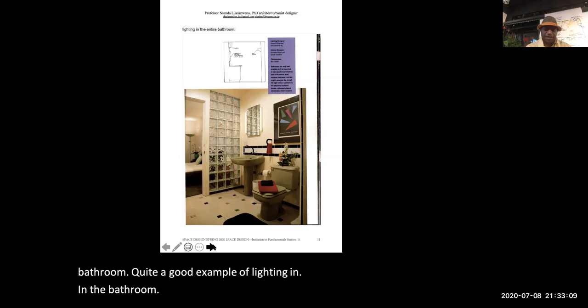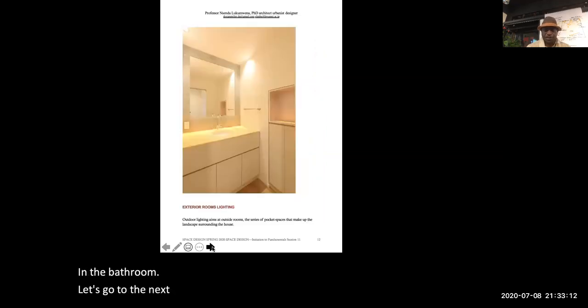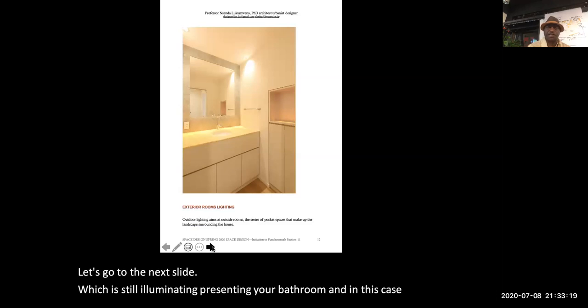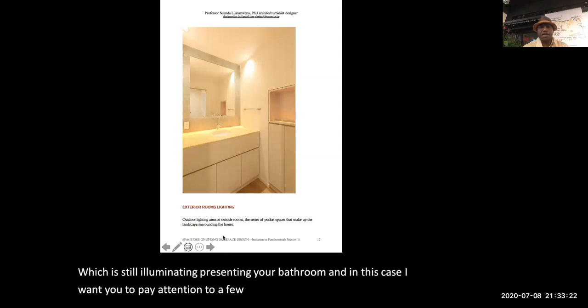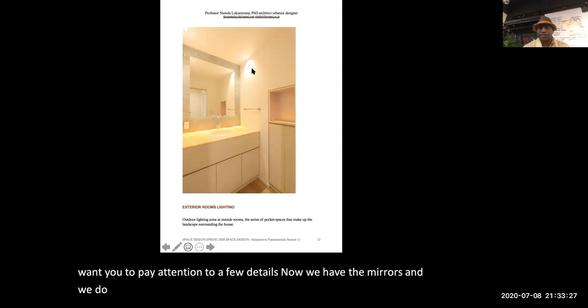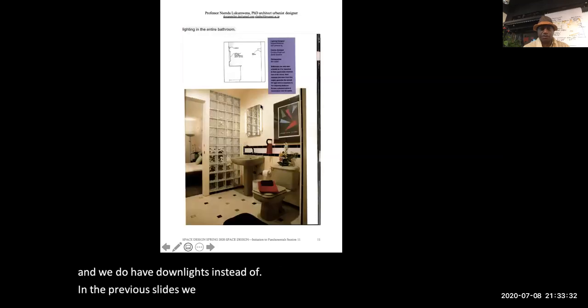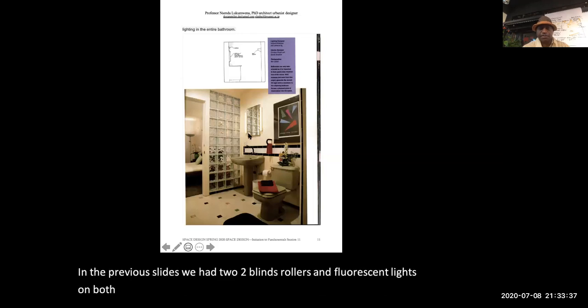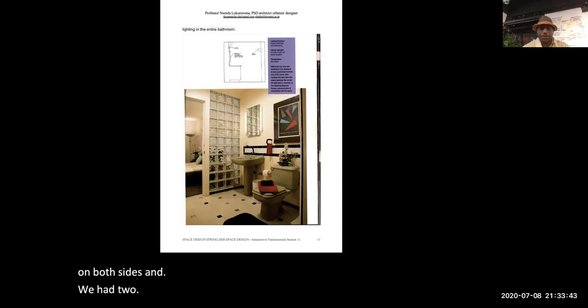Let's go to the next slide, which is still presenting a bathroom. And in this case, I want you to pay attention to a few details. Now, we have the mirrors, and we do have downlights instead of, in the previous slides, two tube lights, fluorescent lights on both sides of the mirror.